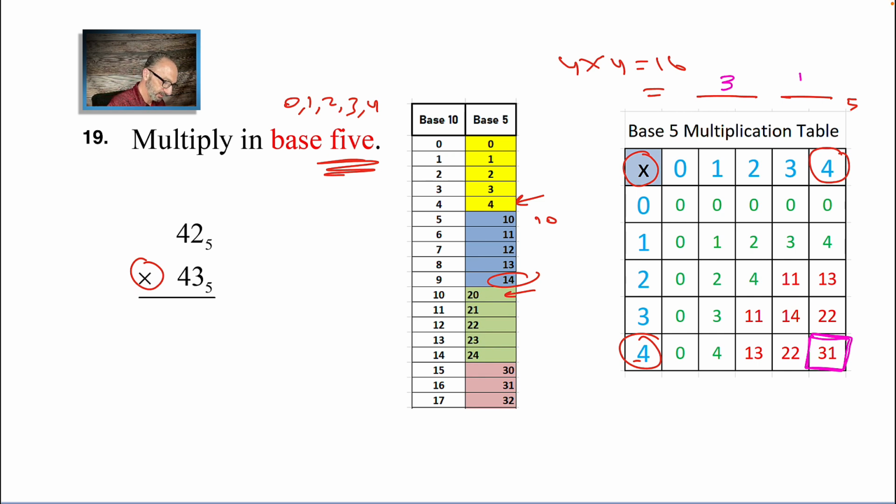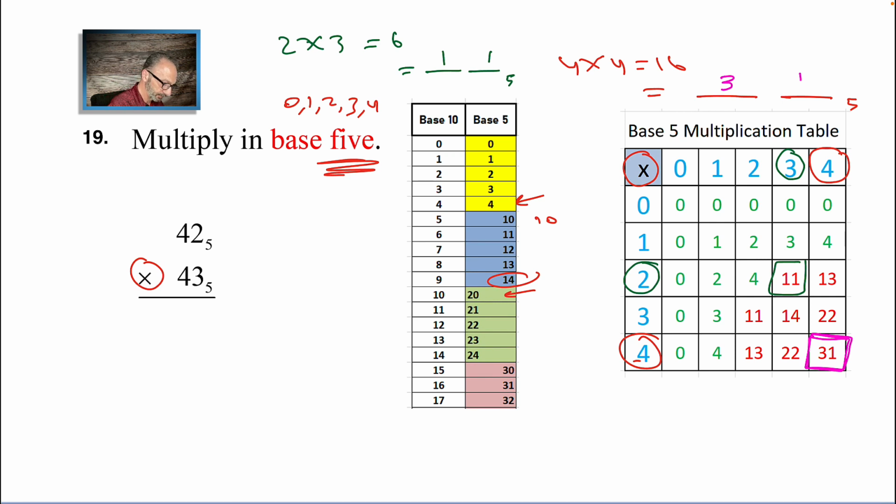Here's another thing that we're going to be using. How about 2 times 3? 2 times 3 is 6. But 6 is equivalent in base 5 to what? 1 5 and 1 unit. Yeah, that looks like 11.